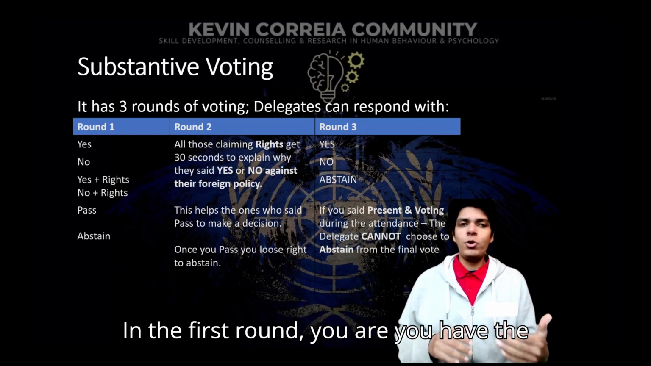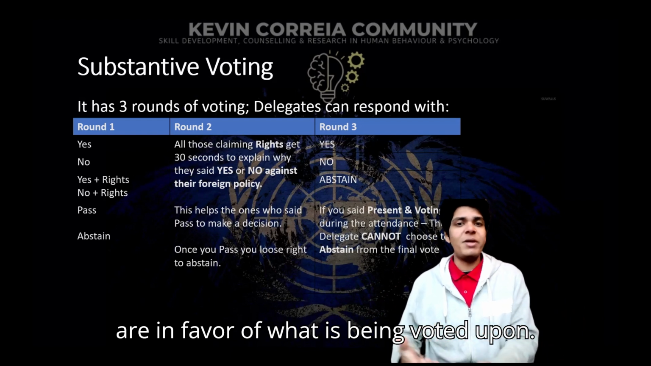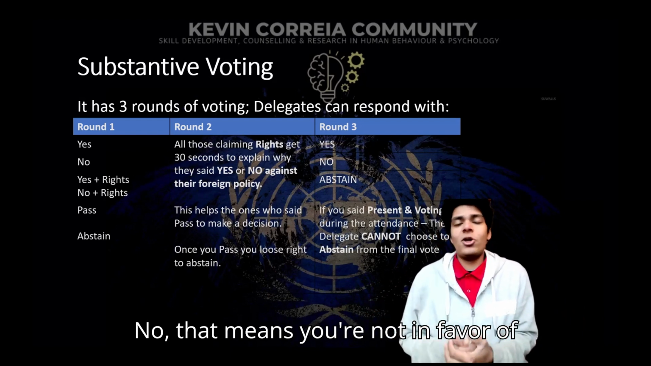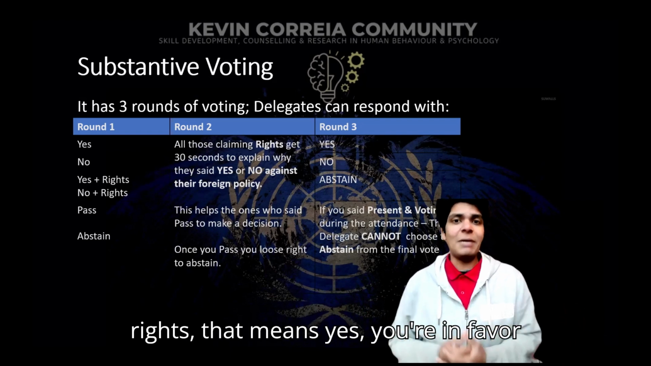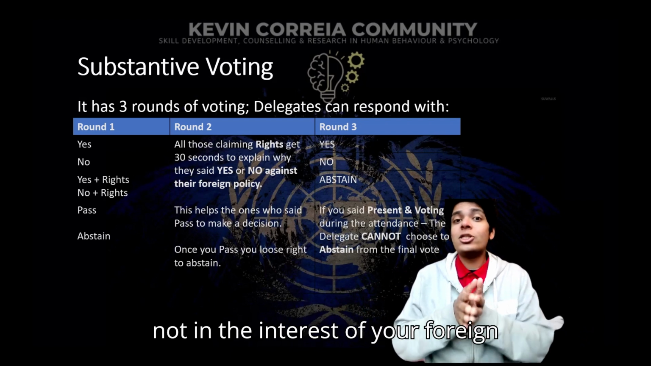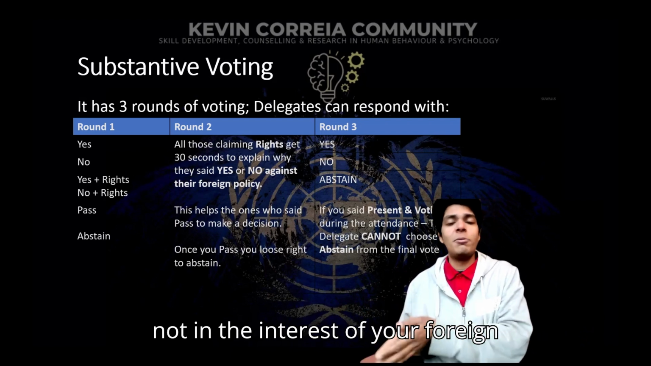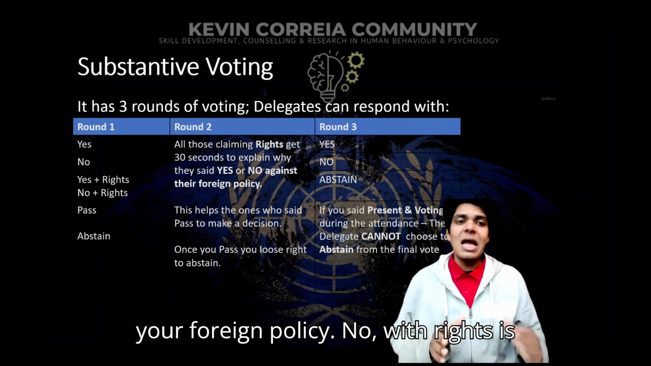In the first round, you have the options to say yes. That means yes, you're in favor of what is being voted upon. No, that means you're not in favor of what's being voted upon. Yes with rights, that means yes, you're in favor of what's being voted upon, but it is not in the interest of your foreign policy. That means you are going against your foreign policy.